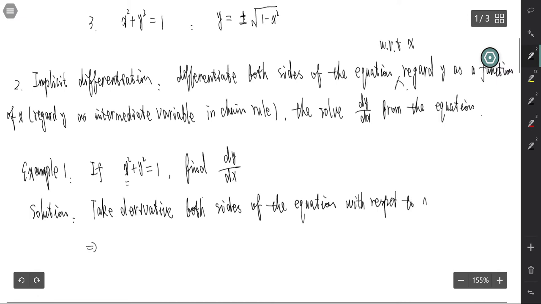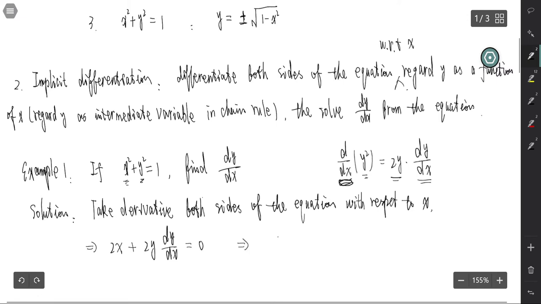Then x squared has the derivative 2x. For y squared, because y is the intermediate variable, it's not just 2y, because we take the derivative with respect to x, not y. So there's another factor, the derivative of y with respect to x, because we use the chain rule here. So that is 2y times dy over dx equals 0.